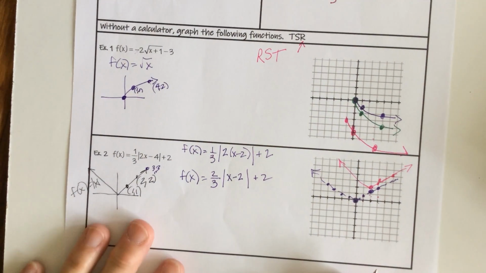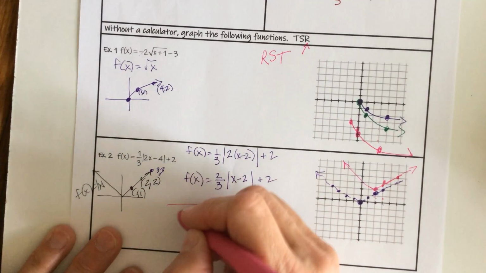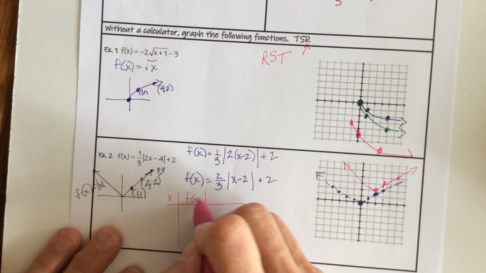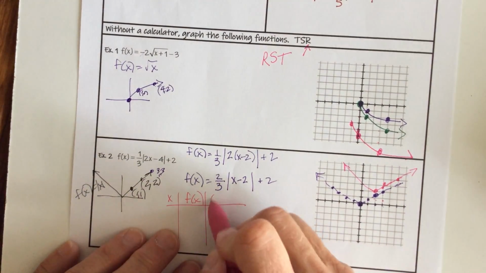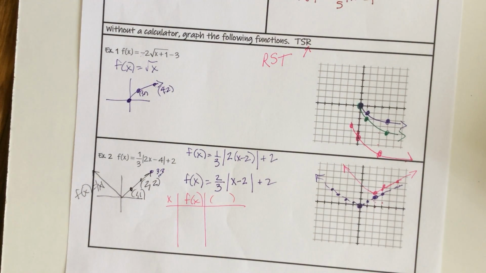So sometimes it might be helpful if you were to create a table of values for x and then f of x, and then an ordered pair, so to speak, and that would help you as well.